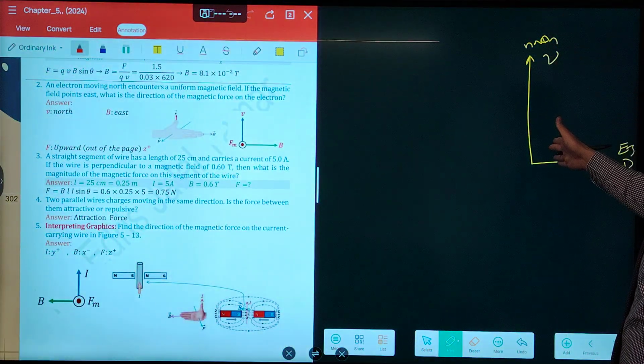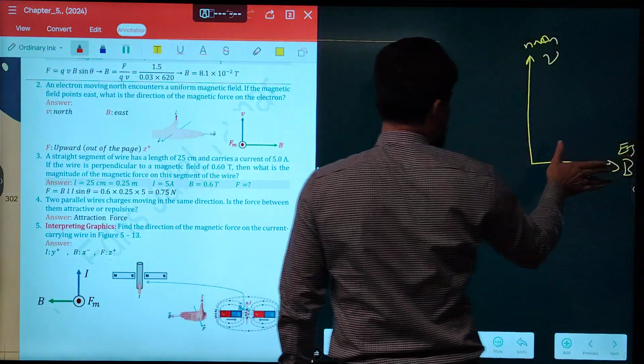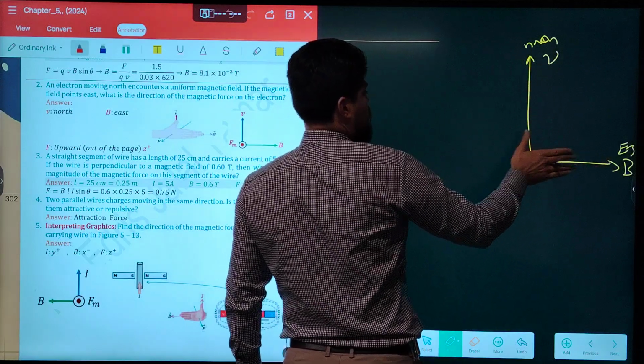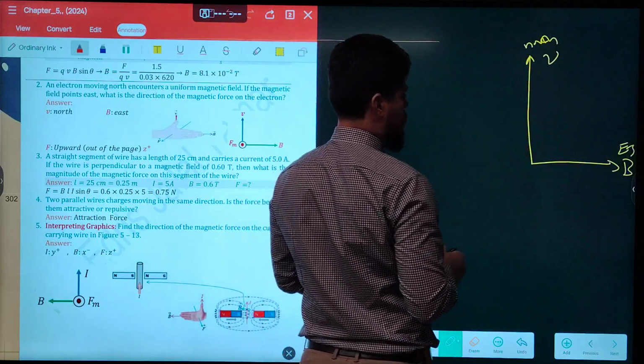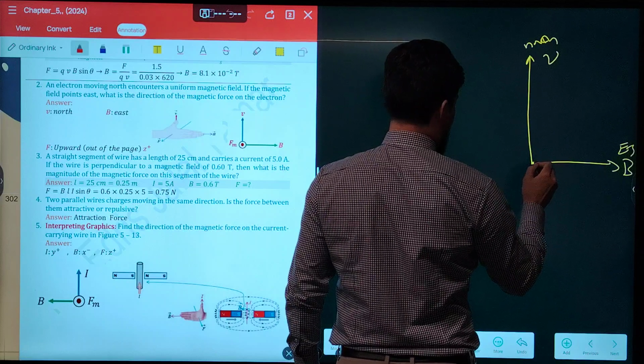V is upward, and the magnetic field is to the east. V north, B east. Where is force? Out of the page. Okay, outward.